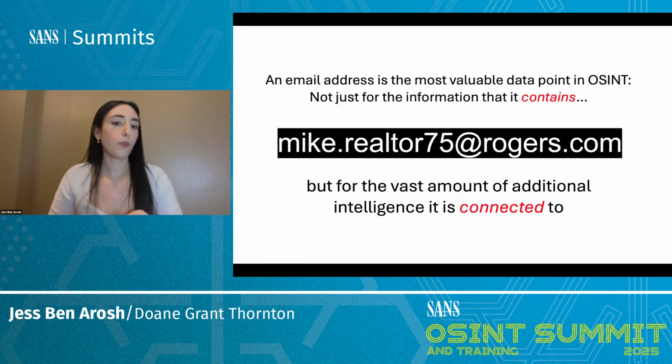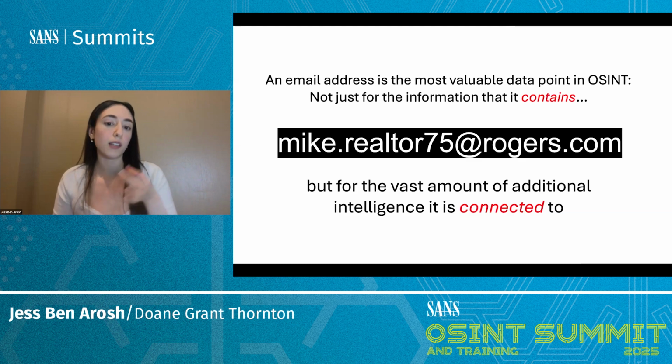MikeRealtor75@rogers.com. Right off the bat, I have a name. I have possibly a job. Realtor75 could be a date of birth or year of birth or another meaningful number. Altogether, MikeRealtor75 could be a moniker that this person is using across different social media. And Rogers is an ISP-based email of users of Rogers Communications in Canada. So there's a clue about location.